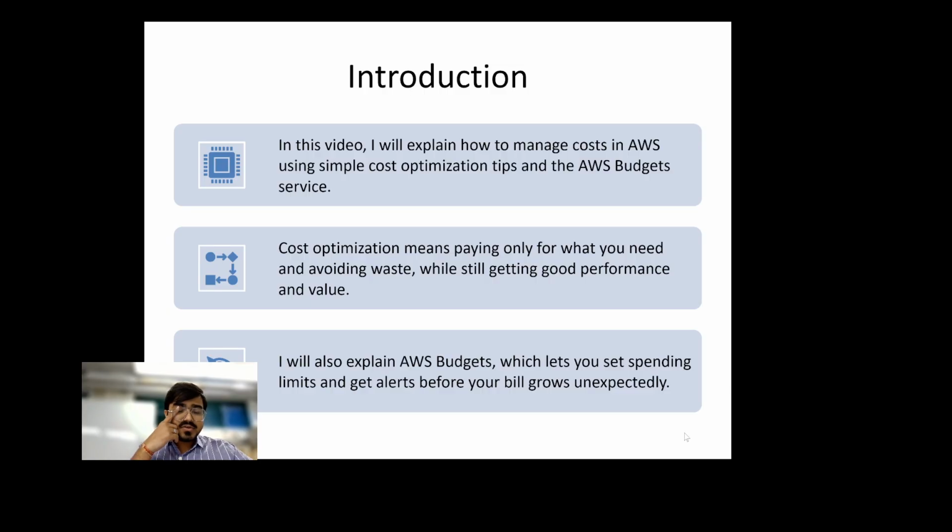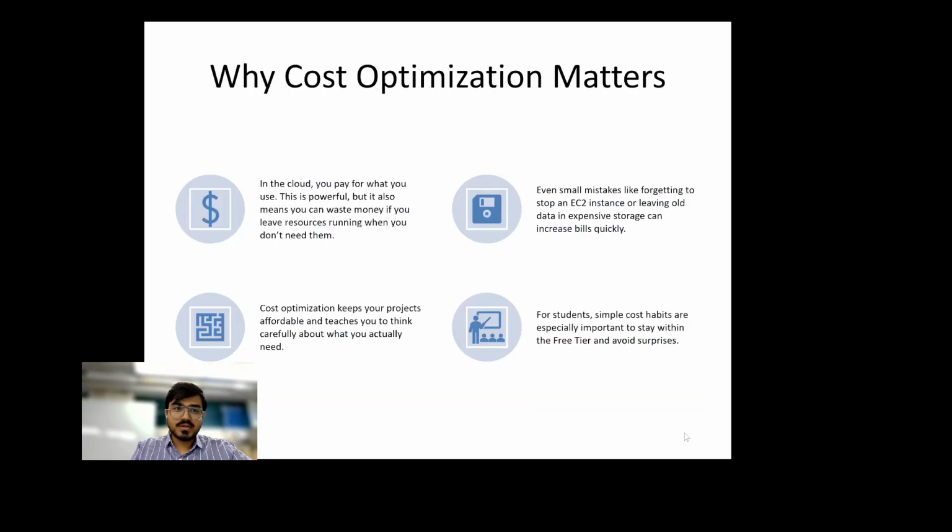So in this video, I will explain how to manage cost in AWS using simple cost optimization tips and the AWS Budgets service. Cost optimization tips are simple ways to avoid wasting money. AWS Budgets is a service to track your spending and get alerts. The goal is to make sure that even as a student or beginner, we can safely use AWS without worrying about unexpected costs. Let's move to the next.